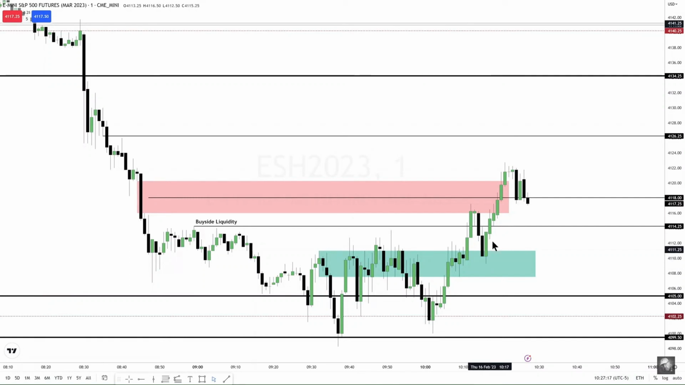That's a setup. Targeting is consequent encroachment in the high end of the fair value gap. Where's the 5 handles and all that? That's for you to determine and look for that going forward.